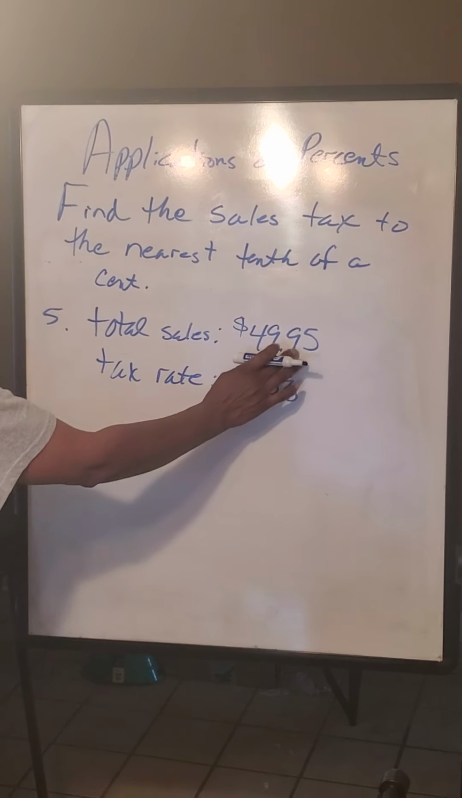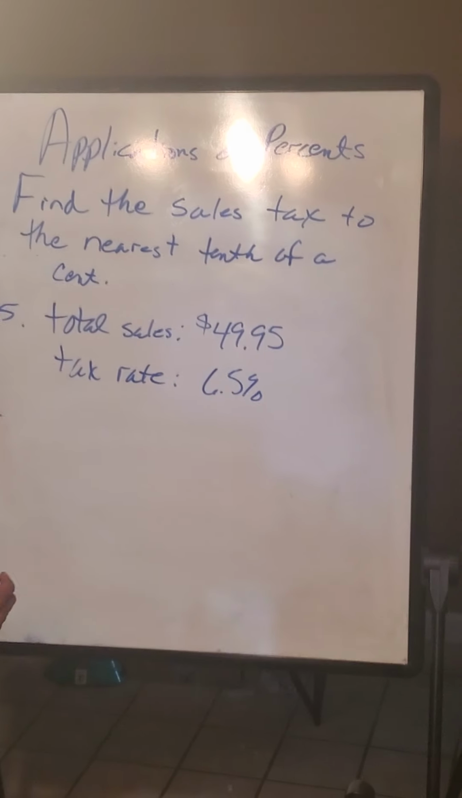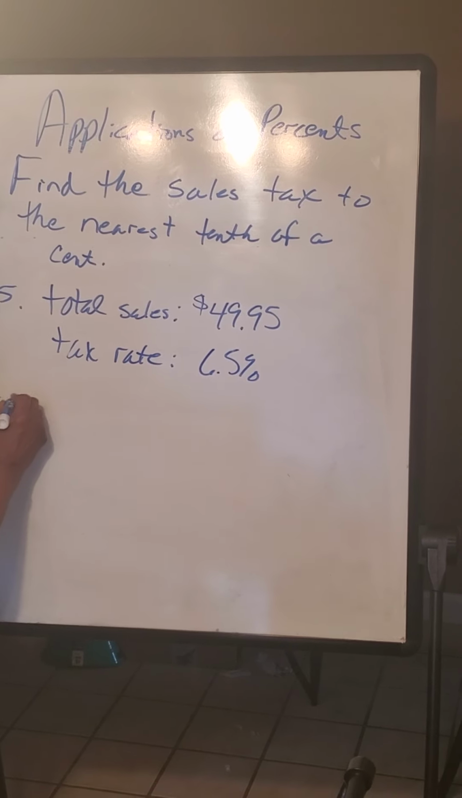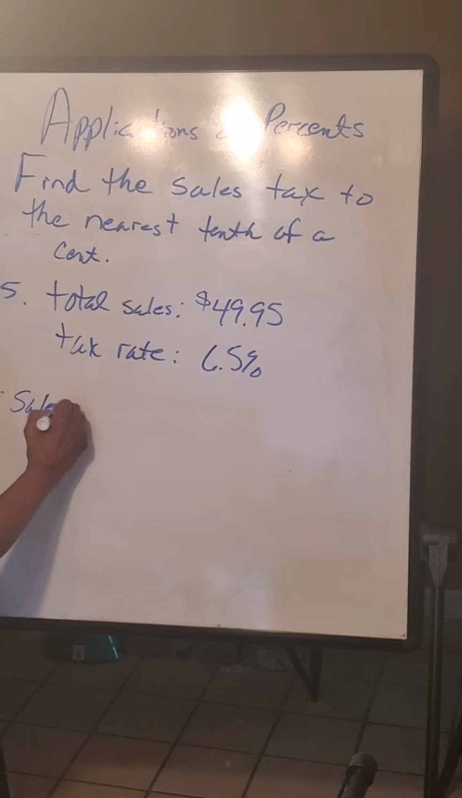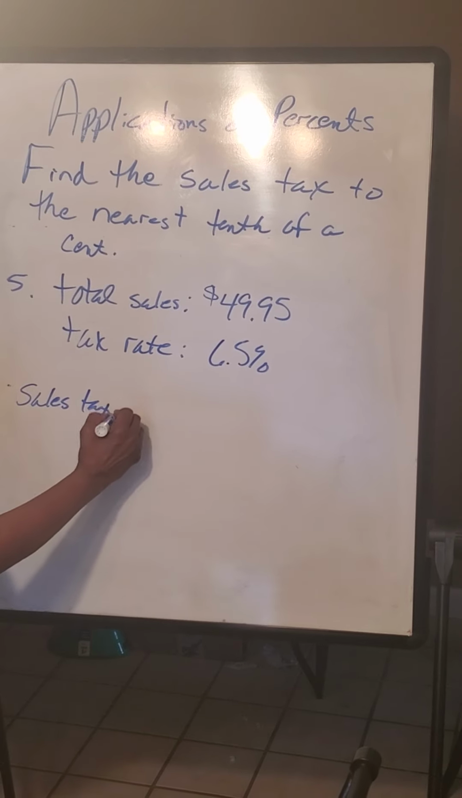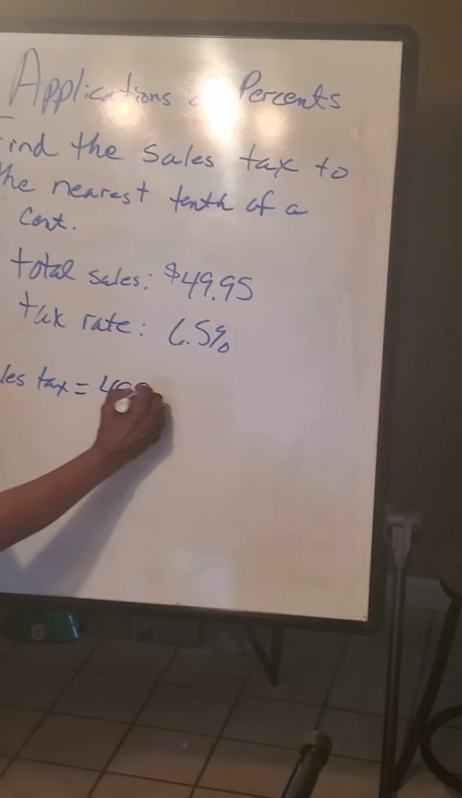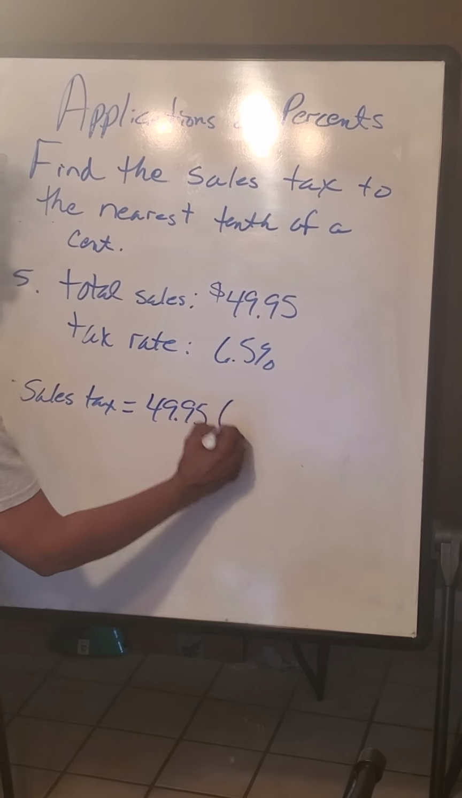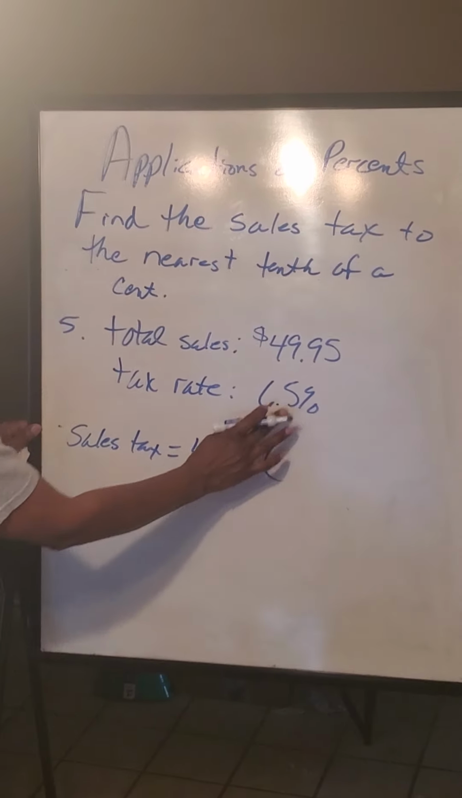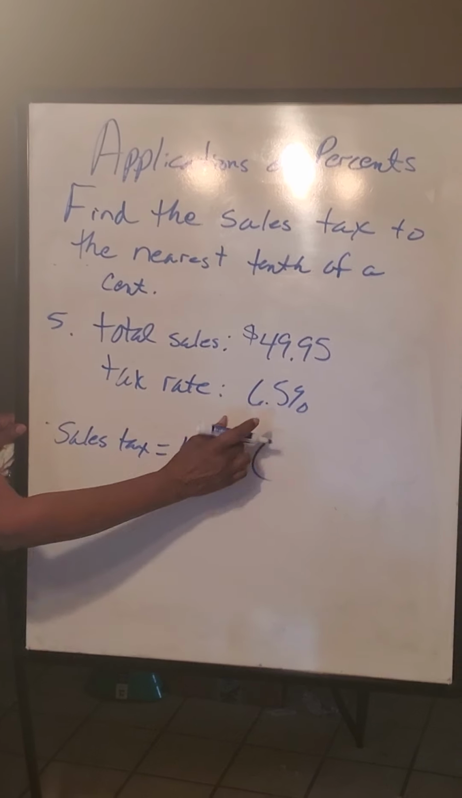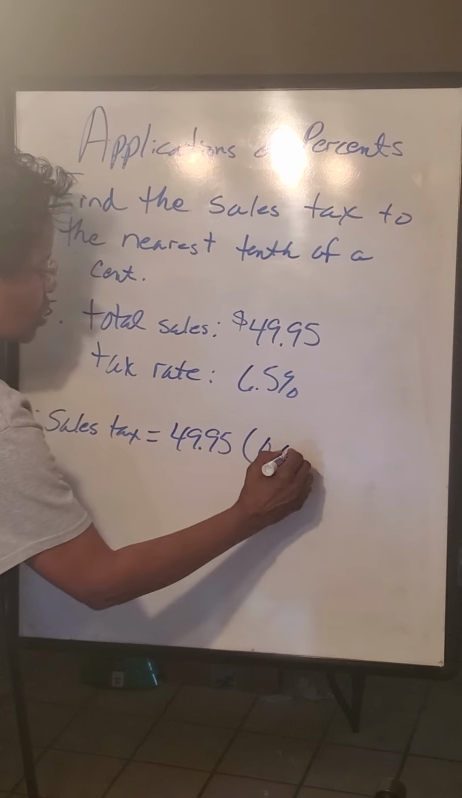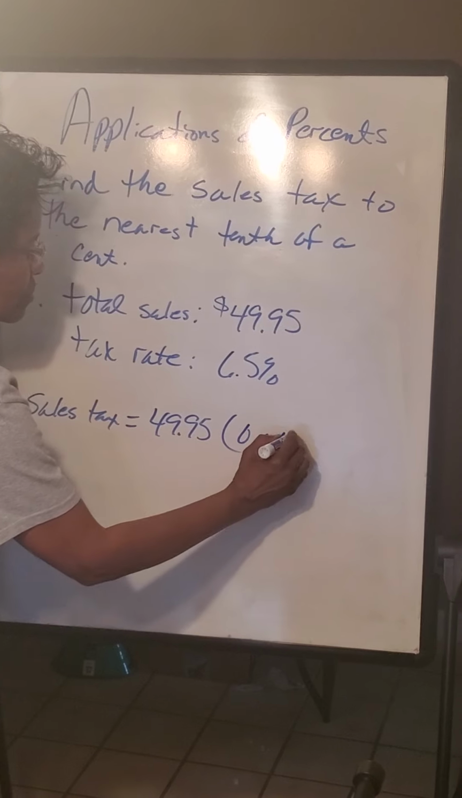So I'm going to pay more than that $49.95. So to get my sales tax, it is equal to the amount of my purchase times the percent, my tax rate, and I'm going to change it to a decimal, which is 0.065.